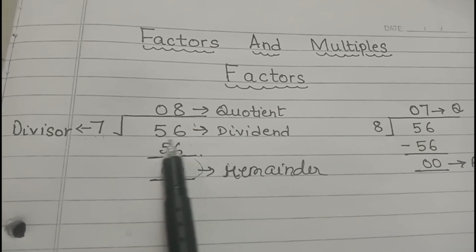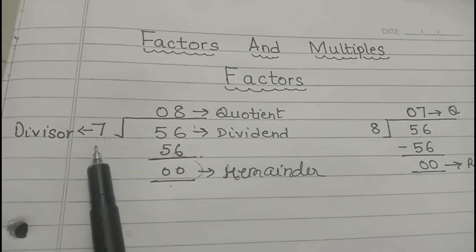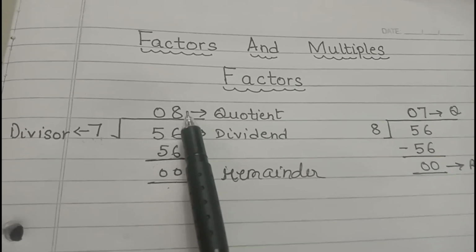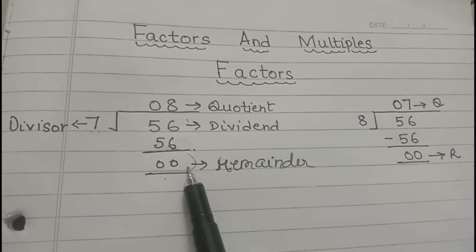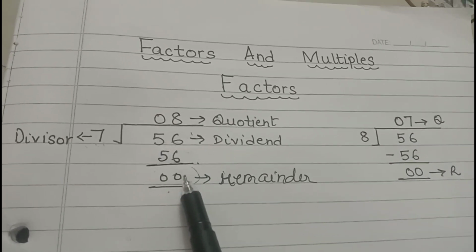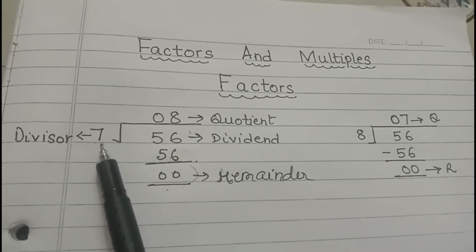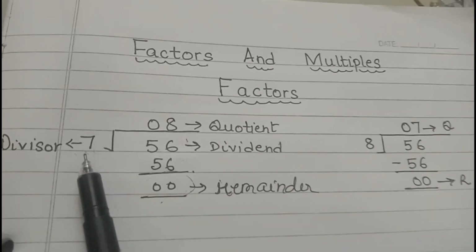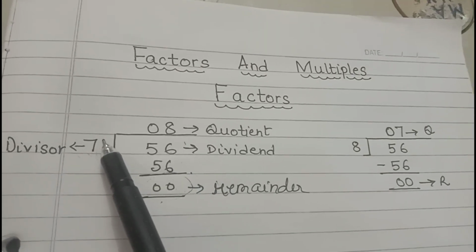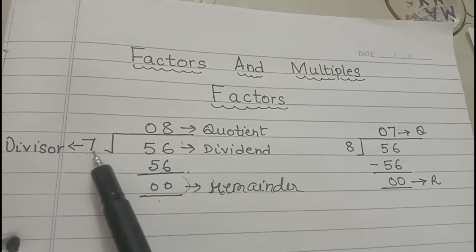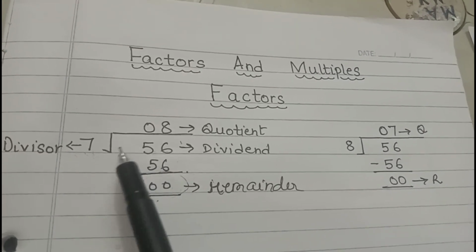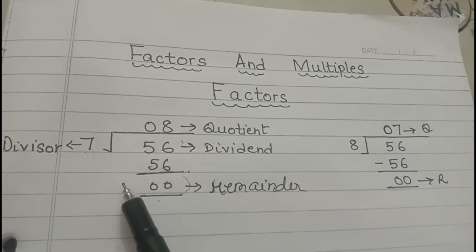The number which you divide is known as dividend. The number by which you divide is known as divisor. The number that comes after division is known as quotient, and the leftover is remainder. So whenever you divide any number completely without leaving any remainder, that divisor is known as a factor of that dividend. Here 7 is a factor of 56. Why? Because 7 is dividing 56 leaving no remainder, leaving 0 remainder. That means 7 is dividing 56 completely.